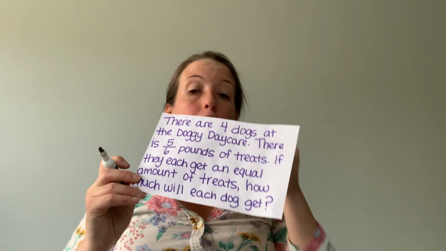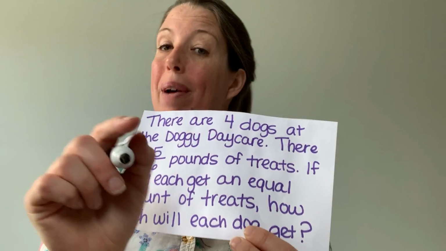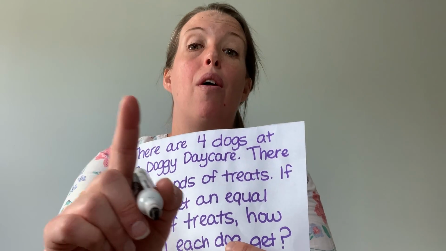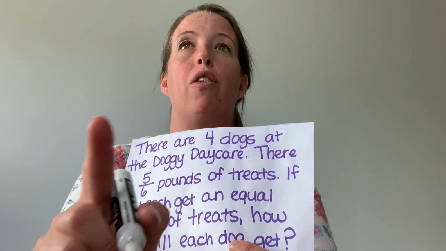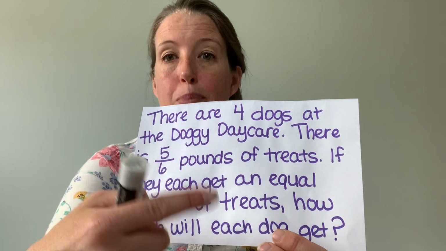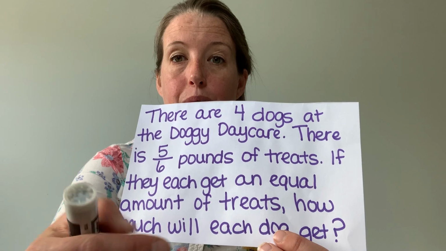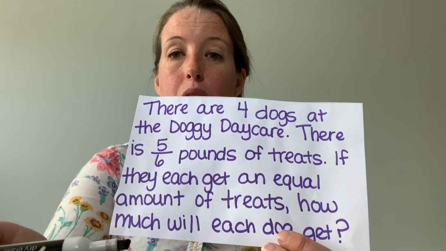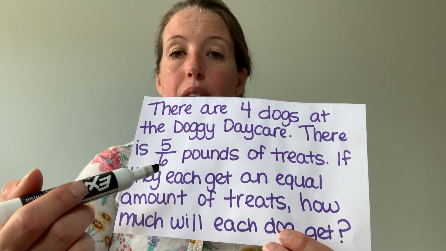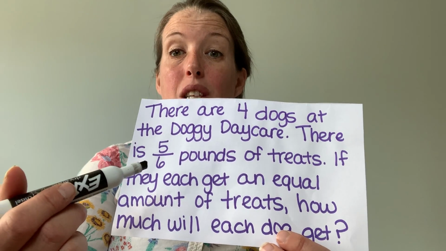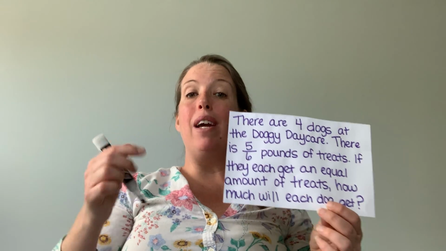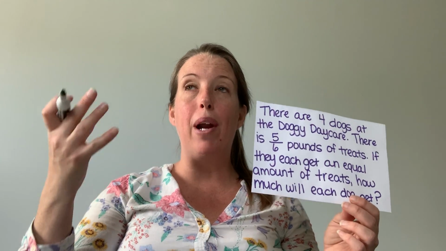Now, this is a tricky one, but not if you're thinking about the what divided by the who. What is being shared here? Is it the 4 dogs, or is it the 5/6 pounds of treats? It's the treats. So even though you see this number 4 first, it doesn't mean it comes first in your equation. You still have to think about, what am I splitting?